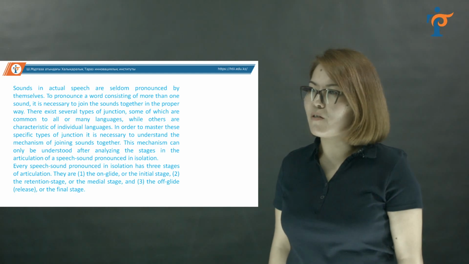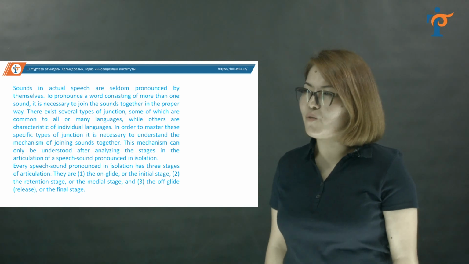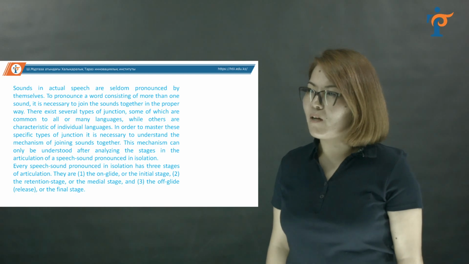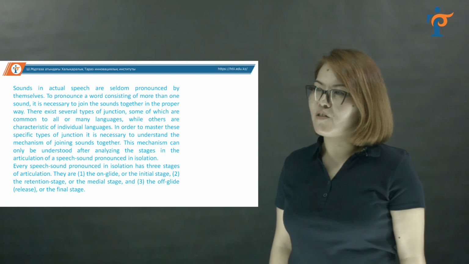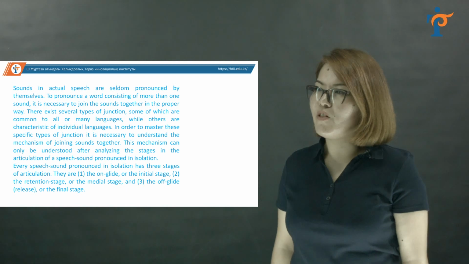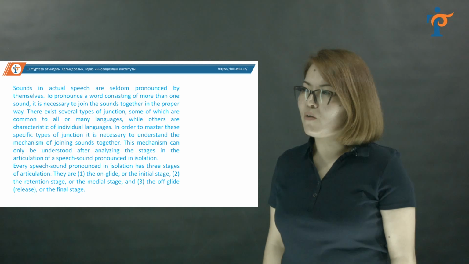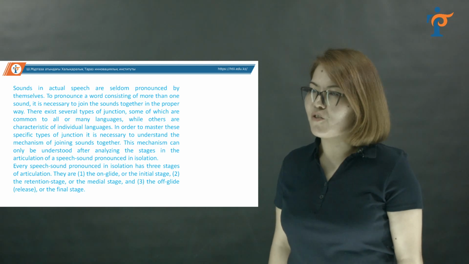are characteristic of individual languages. In order to master the specific types of junction, it is necessary to understand the mechanism of joining sounds together. This mechanism can only be understood after analyzing the stages in the articulation of a speech sound pronounced in isolation. Every speech sound pronounced in isolation has three stages of articulation.